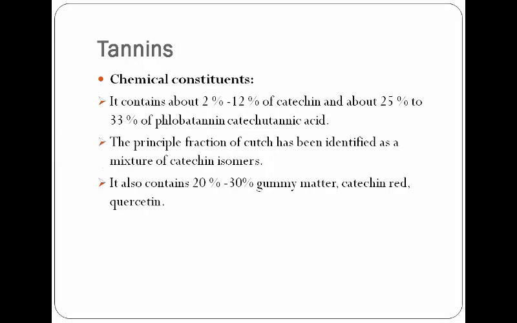Black catechu is also a tannin-rich drug. It has 2 to 12% of catechin and about 25 to 33% of catechu-tannic acid. The principal fraction of black catechu has a mixture of catechin isomers. It also has gummy matter that accounts for 20 to 30%. It also has catechu red and quercetin. Quercetin is a flavonoid.